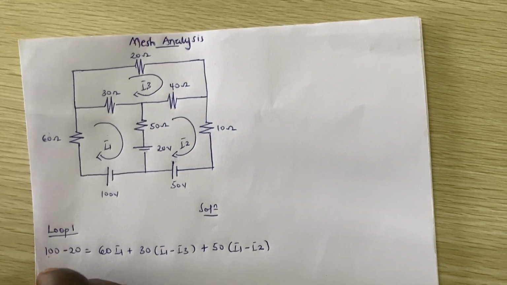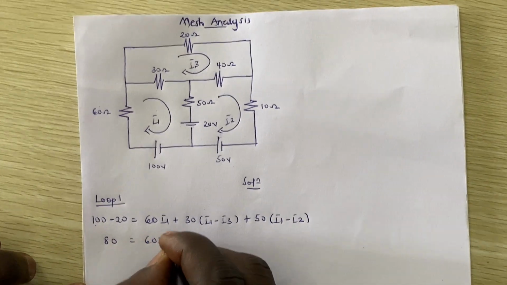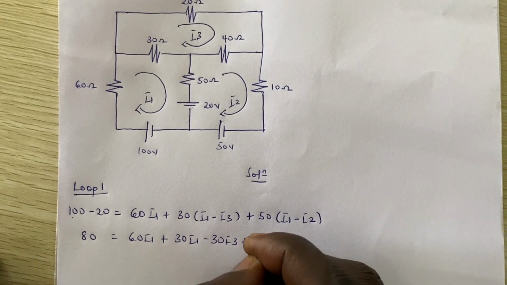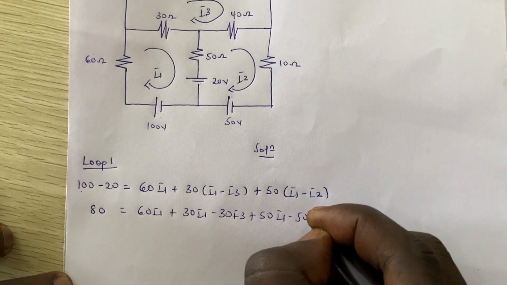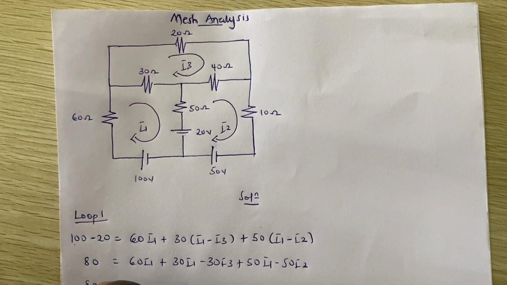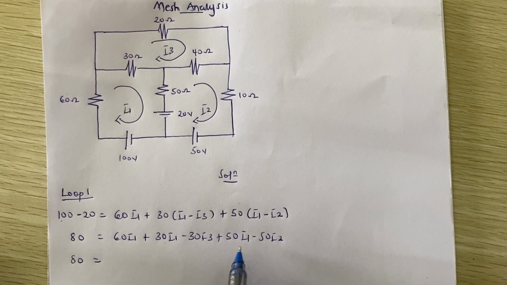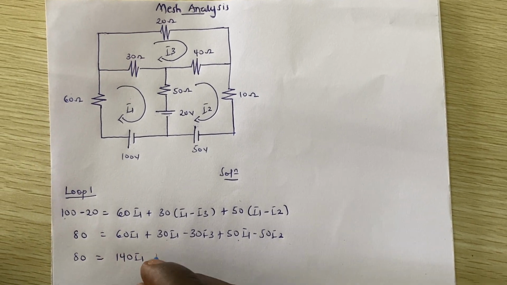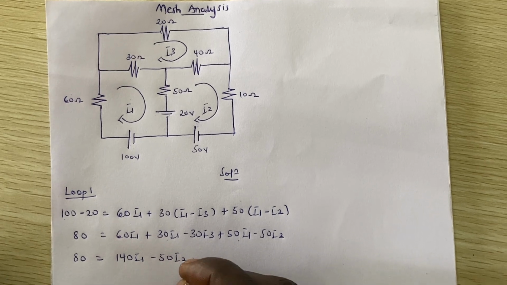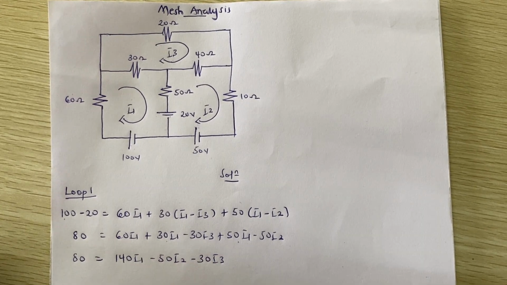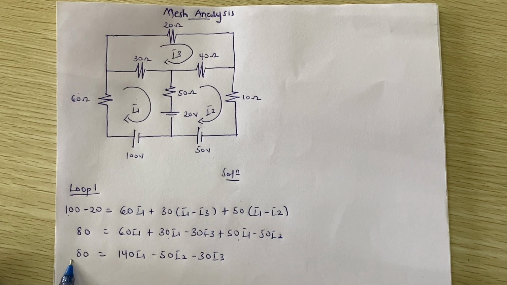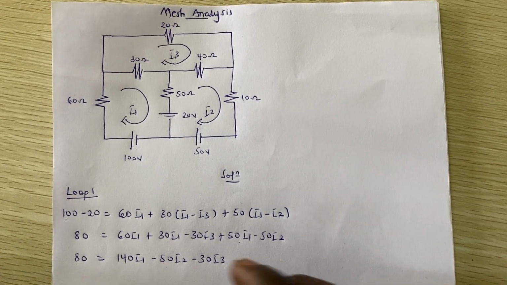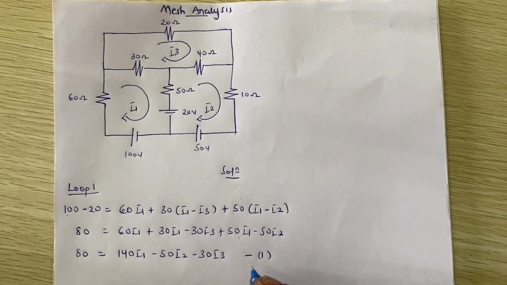Now we can expand, so we are getting 60 I1 plus 30 I1 minus 30 I3 plus 50 I1 minus 50 I2. We are getting 80 is equal to 60 plus 30 plus 50, right? Which is going to give us 140 I1. I2 is minus 50. And then I3 is minus 30, right? So we can leave it like this, or we can just divide all the sides by 10 to get 8, 14, minus 5, and then minus 3, right? So we know that this is for our loop 1. And then we are done, so our equation 1.